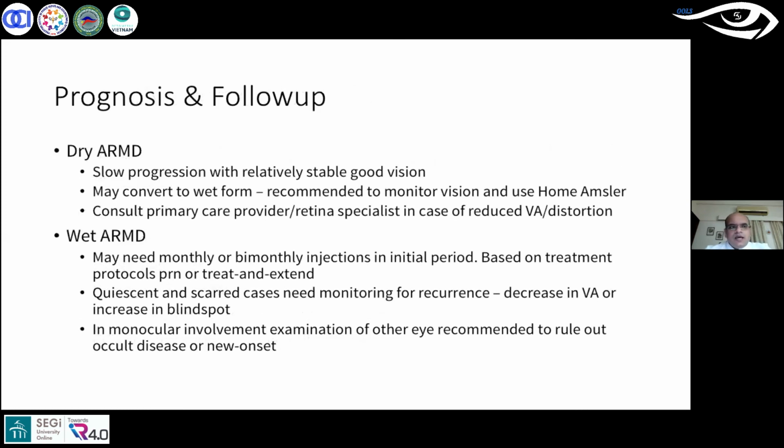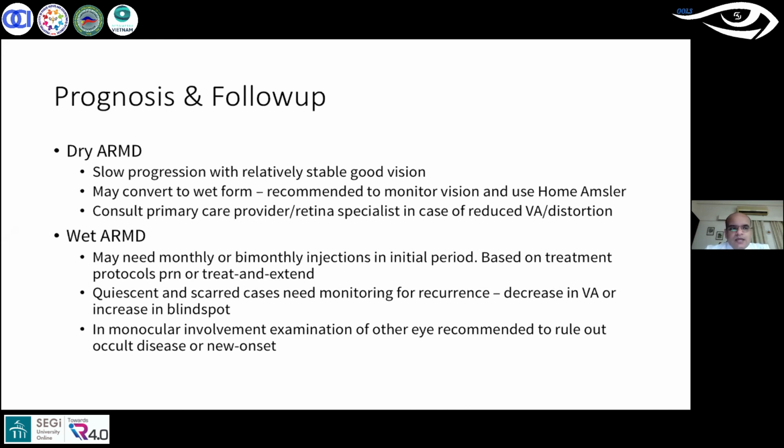ARMD remains a condition in which follow-up is very essential. Even if a patient has dry ARMD and is showing slow progression with relatively good stable vision, it may convert to the wet form anytime. So it is recommended to monitor vision, use a home Amsler grid, and consult the primary care provider or retina specialist in case of reduced visual acuity or distortion.